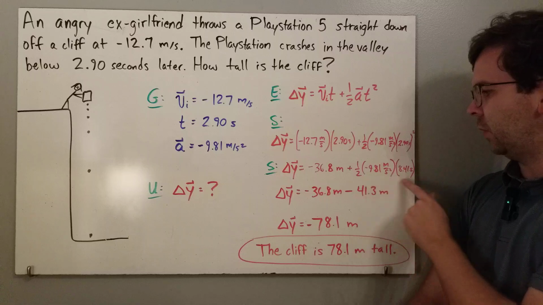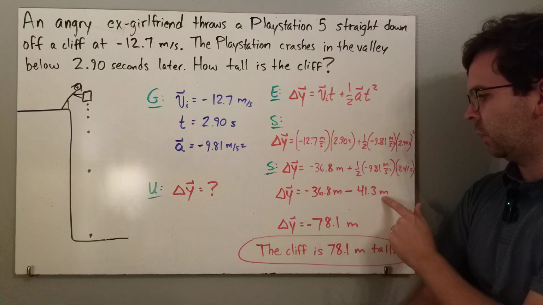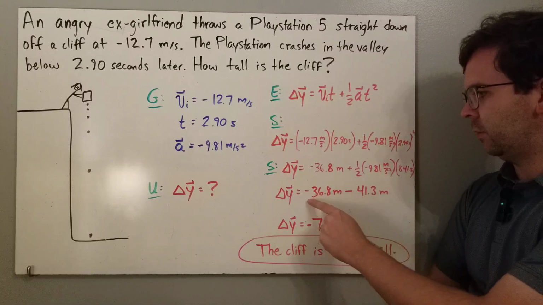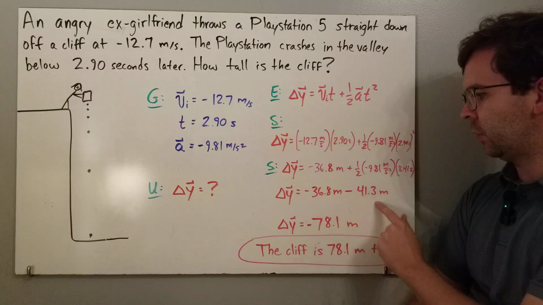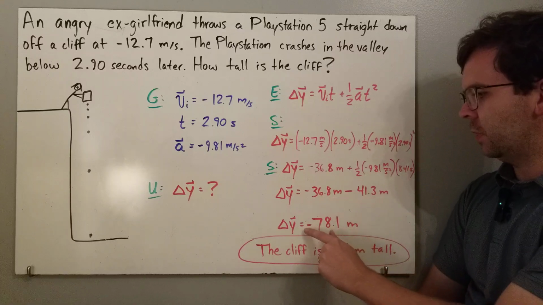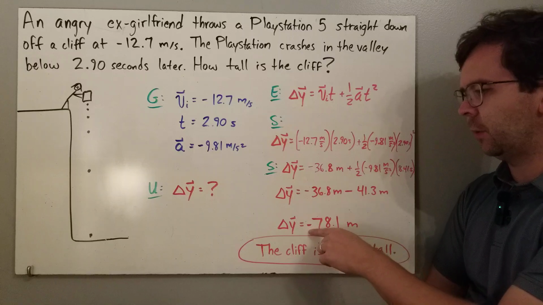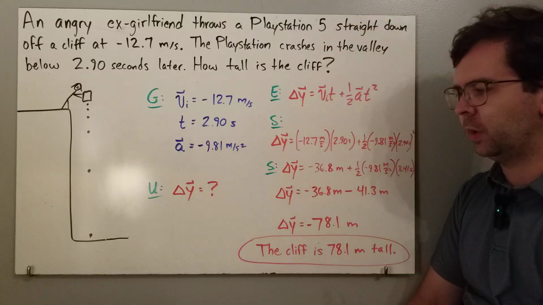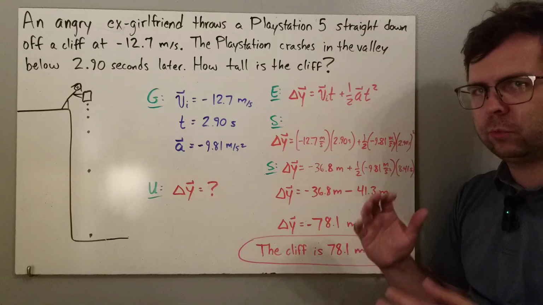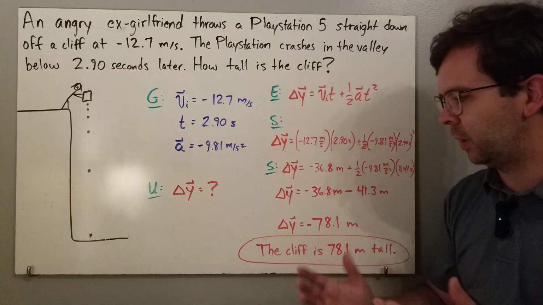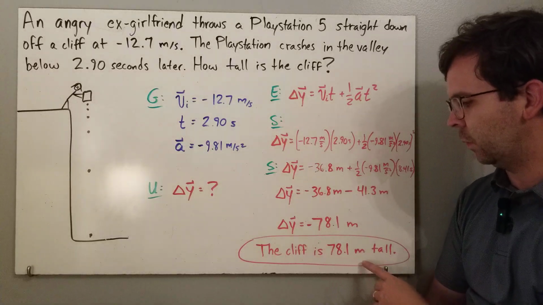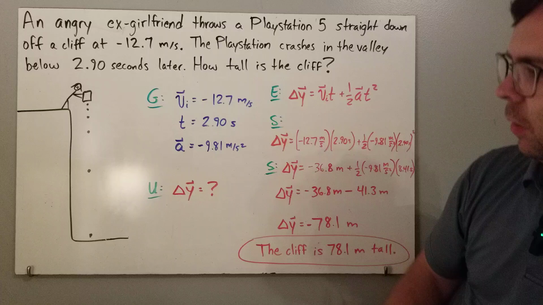Then we multiply all these values together. We get negative 41.3 meters. So we have negative 36.8 meters minus 41.3 meters. The displacement of the PlayStation is 78.1 meters down. That's how far the PlayStation went down, which translates into the cliff being 78.1 meters tall. All right, let's look at another example.